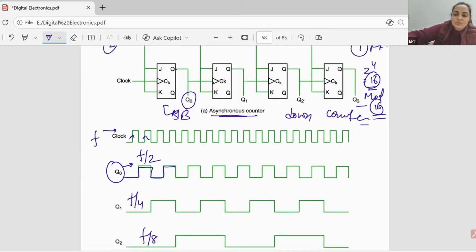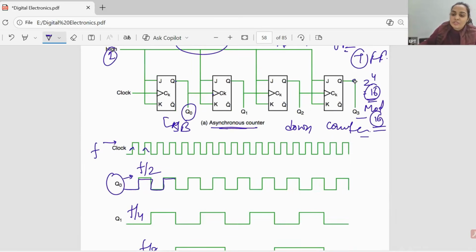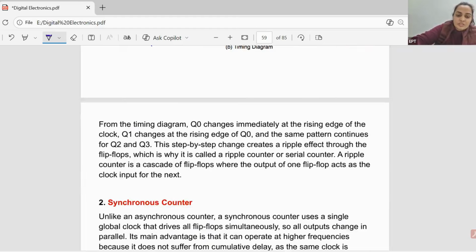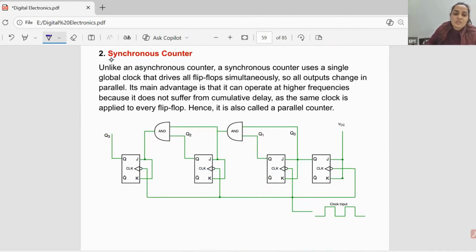Okay, so this is the frequency. This frequency is going to be F divided by 16. This is going to be F divided by 8, F divided by 4, F divided by 2. So this circuit can also be used as a frequency divider circuit. Okay, next one is the synchronous counter.